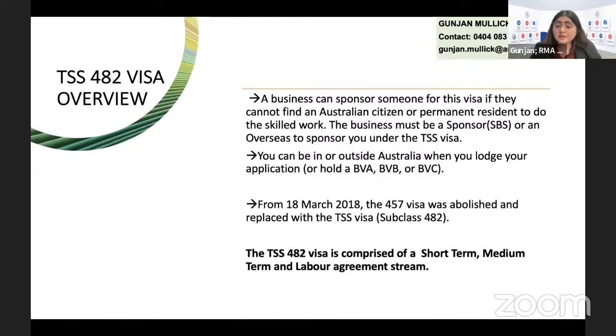Now, the 482 TSS visa is comprised of short-term, medium-term, and labor agreement. Everybody is aware of the short-term list and medium-term list. Basically, the department divided all these occupations into short-term, medium-term, and labor market, mainly because they think that these are the highly skilled occupations.